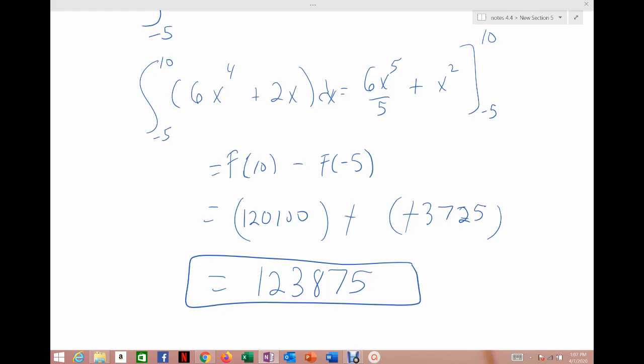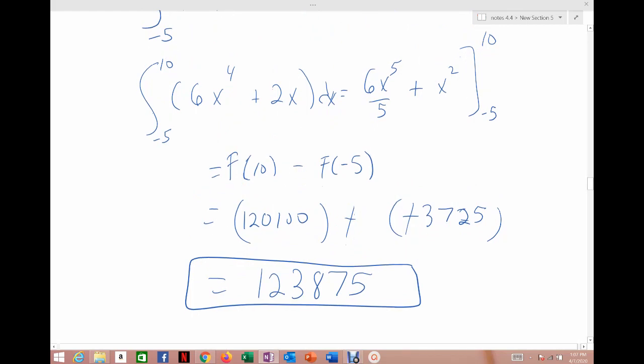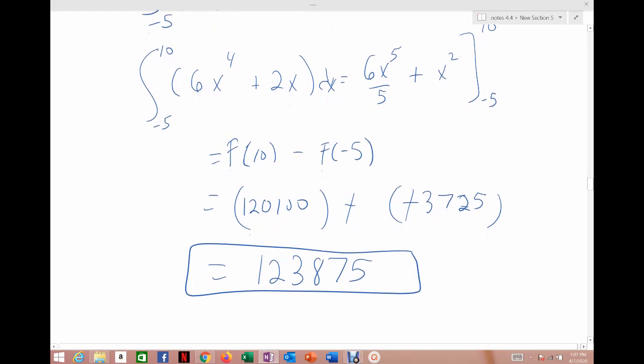We'll stop there. The next set of notes, I'm going to show you how to do this using your calculator. There is a way to do this on your TI 83s, 84s, and I'm going to walk you through that in the next set of notes. So I'm stopping there.